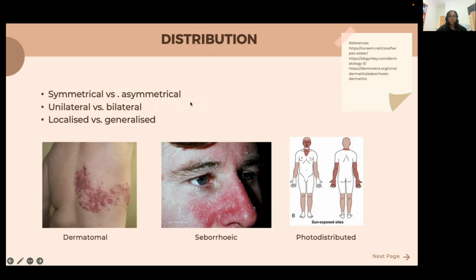Then when we've figured those things out, we can also give some specific names to the distribution if appropriate to the lesion. So for example, is it dermatomal? Does it follow the distribution of the dermatome? Seborrheic, so in areas where there's more sebaceous glands, for example across the nose, at the top of the scalp. Is it photodistributed? Photodistributed meaning it's on sun-exposed sites, so typically on the neck, on the face, on the arms, on the back of the neck, sometimes on the legs as well.